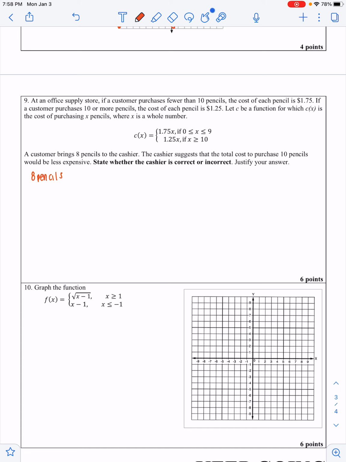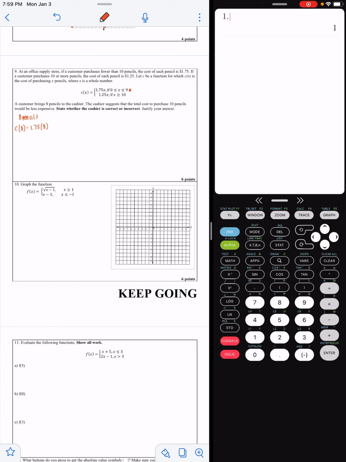So, let's first find out how much 8 pencils would cost. If I want to buy 8 pencils, we are going to be using this first function, right? Each pencil is going to cost $1.75. So the cost of 8 pencils is going to be $1.75 times 8. This is where our calculator will come in handy. So $1.75 times 8. And I get that the cost of 8 pencils is going to be $14. Let's keep that in mind.